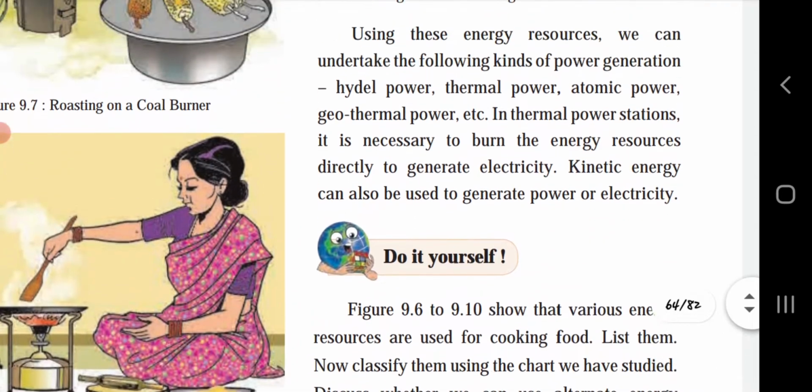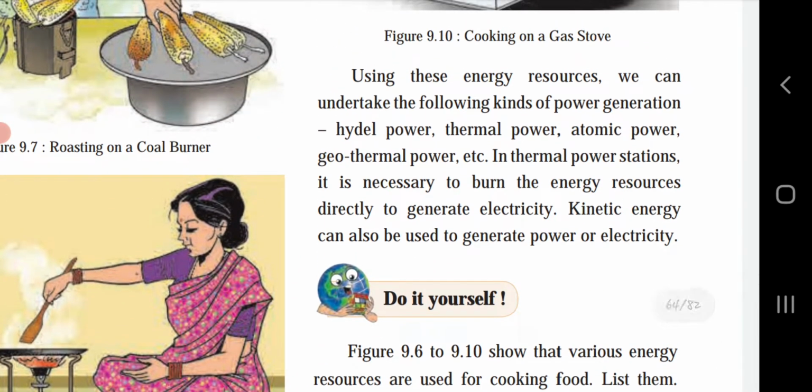Using these resources, we can undertake the following kinds of power generation: hydel power, thermal power, atomic power, geothermal power, etc. In a thermal power station, it is necessary to burn the energy resources directly to generate electricity. Kinetic energy can also be used to generate power or electricity. So these are all the powers which can be used as an energy resource for conducting different tasks.